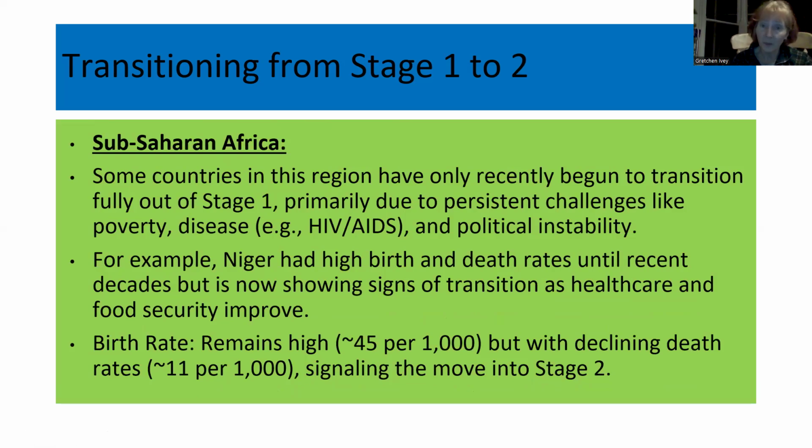Sub-Saharan Africa is another example of an area that was quite late to transition out of stage 1. Some countries in this region have only recently begun to transition fully out of stage 1, primarily due to persistent challenges like poverty, diseases, for example HIV and AIDS, and political instability. For example, Niger had high birth and death rates until recent decades, but is now showing signs of transition as healthcare and food security improve. The birth rate remains high, 45 per 1,000, but with declining death rates, 11 per 1,000, signaling the move to stage 2.